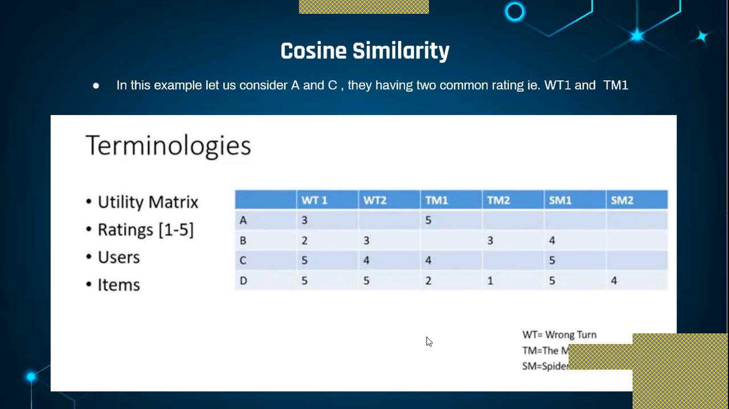Now in this example, let us consider A and C. They have two common ratings. You can see users A and C have two common ratings, for the movies Wrong Turn 1 and The Matrix 1. In TM1, user A and user C give the ratings 5 and 4, and for Wrong Turn it is 3 and 5. So they have common ratings for the movies WT1 and TM1.